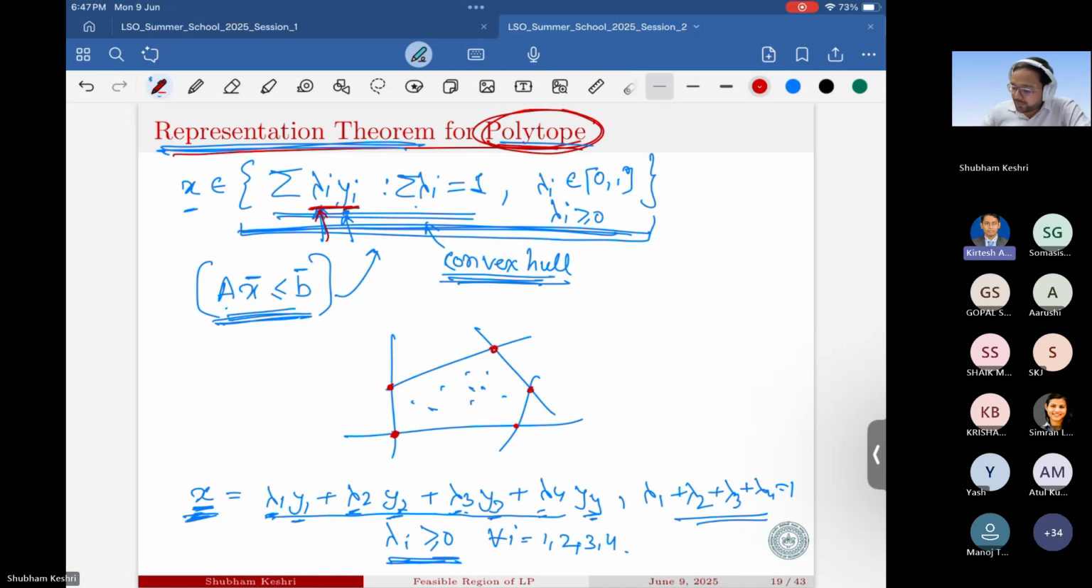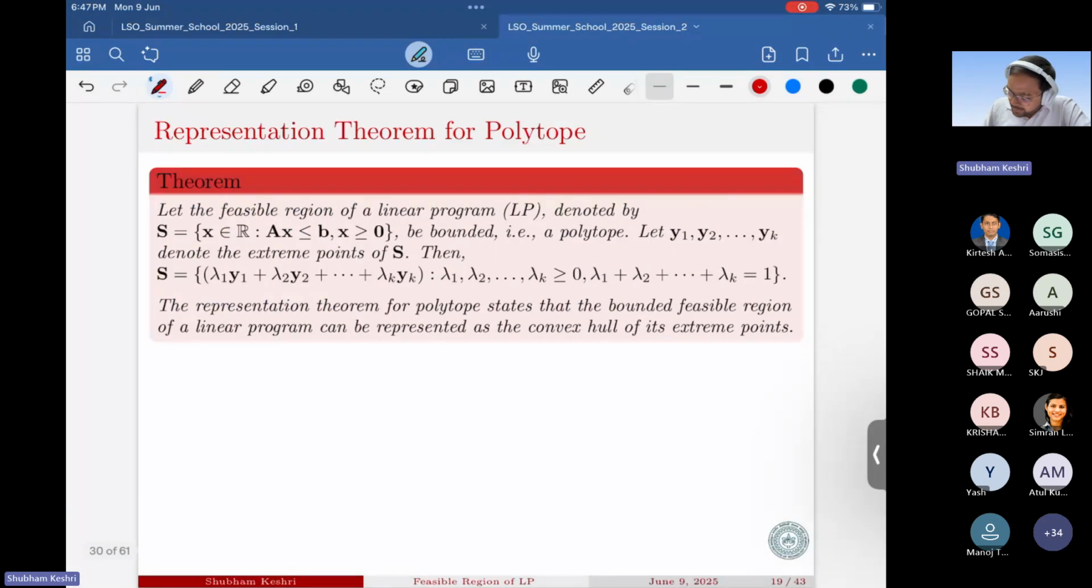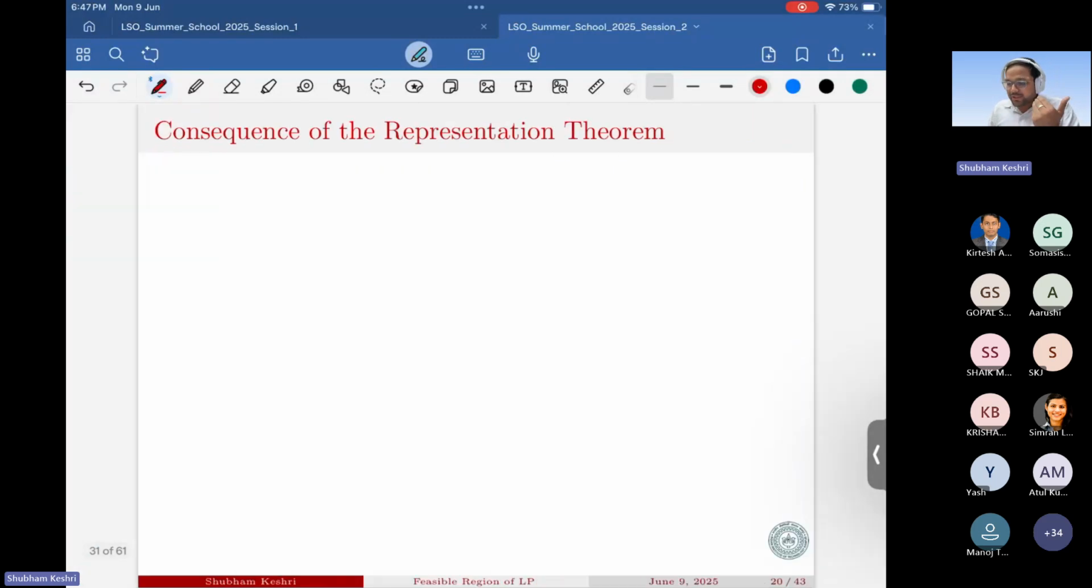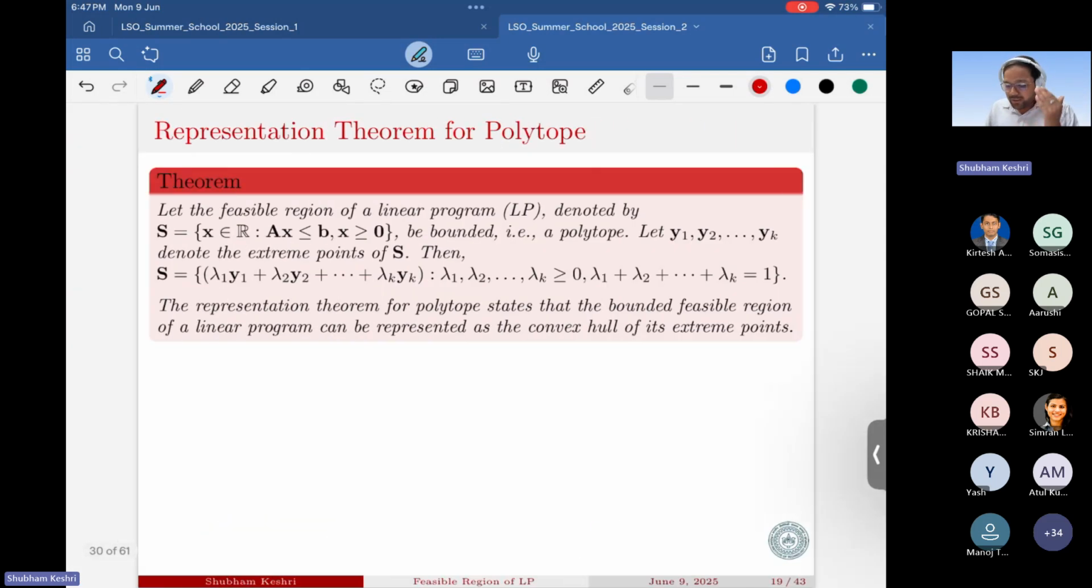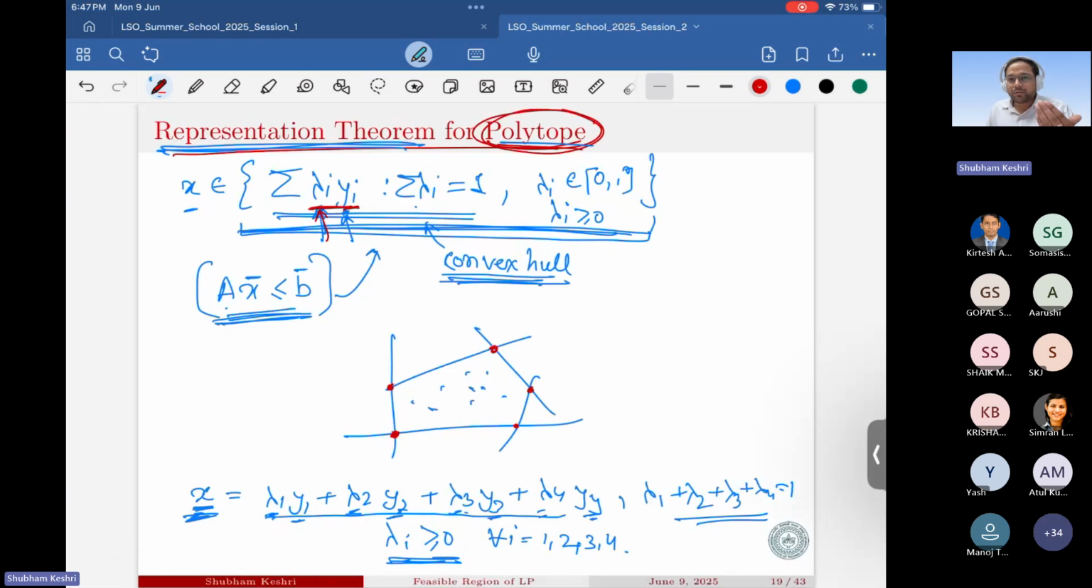Okay, thank you very much. Okay, so this is what it is. But now it has a consequence. What is the consequence? I will not go into the detail of the consequence because I don't have a lot of time. But there is a consequence of this theorem. What is the consequence of this theorem?